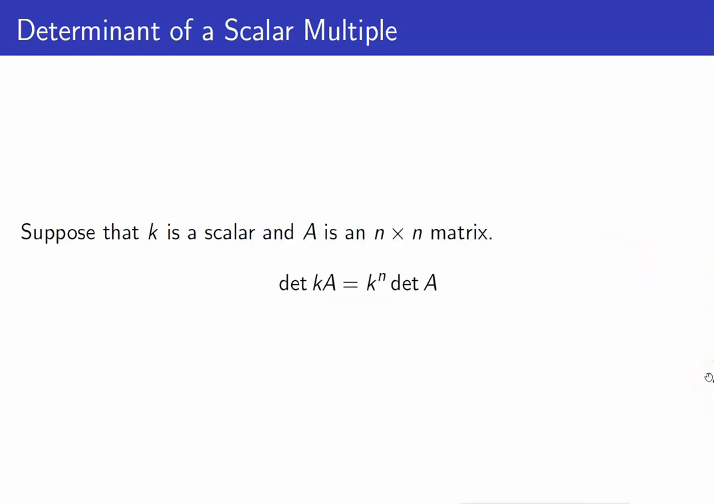We can generalize this result for a matrix of size n by n. So similarly, just what we did in the previous slide, we can simply pull out the k's in each row. So if that is the case, we will pull out n k's. Hence, the determinant of k times A is equal to k raised to n times the determinant of A.